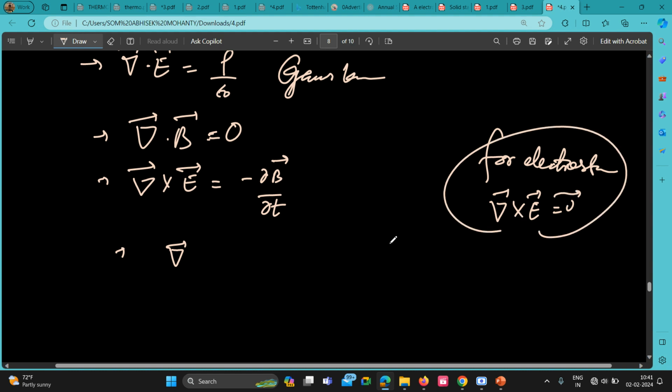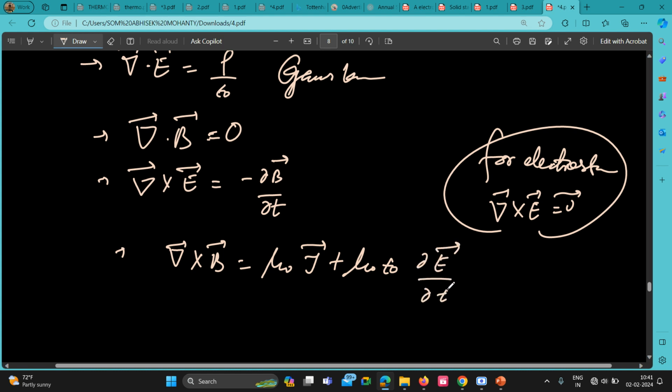So del cross B, remember this, the final one: mu naught J vector plus mu naught epsilon naught dE by dt. Okay, this is Ampere's law of electrodynamics.